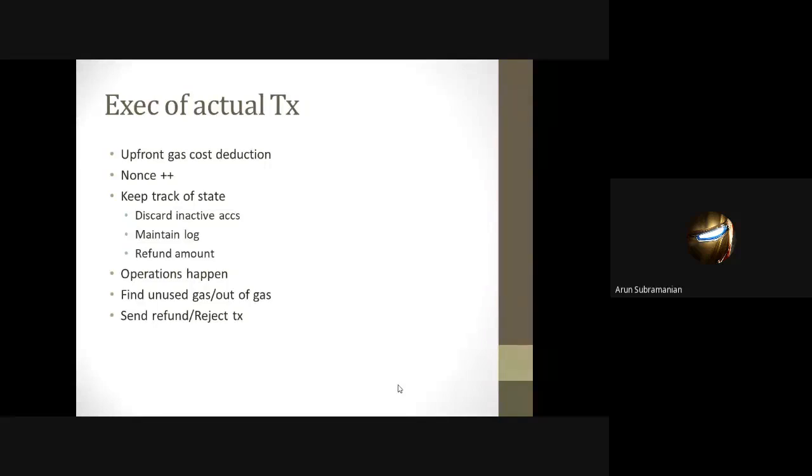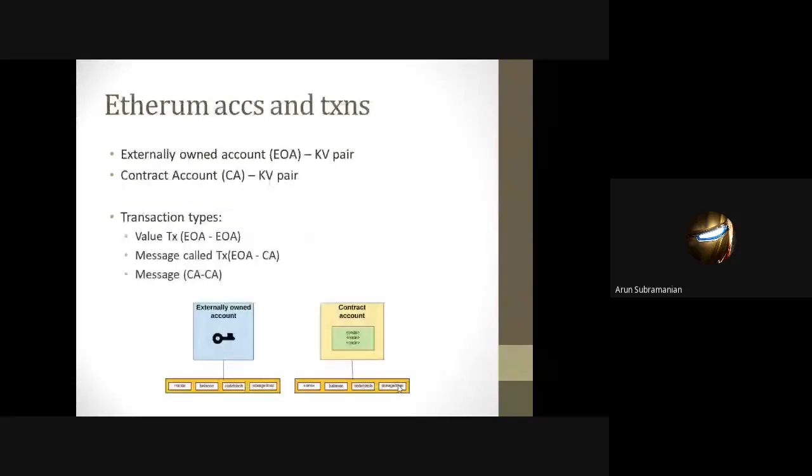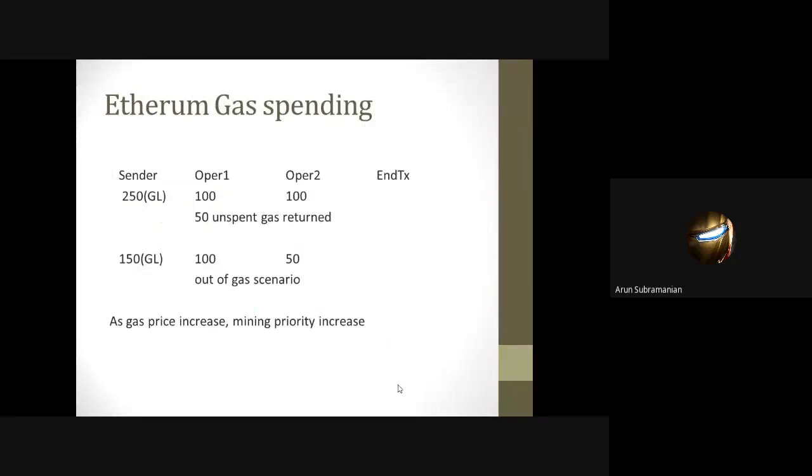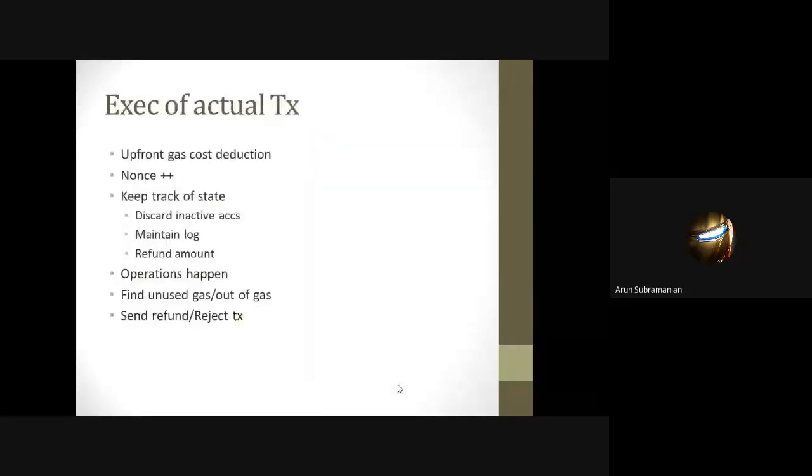So all these have to be checked, and then the operation happens. What is that operation? The spending of gas cycles happens. Then it finds whether it has some balance gas or is out of gas. If it has unused gas, send the refund, or if it is out of gas, reject the transaction. So this is the execution of a transaction. Now we are done with one transaction. Let's say we have completed 8 or 9 transactions. Now we are ready to form a block.